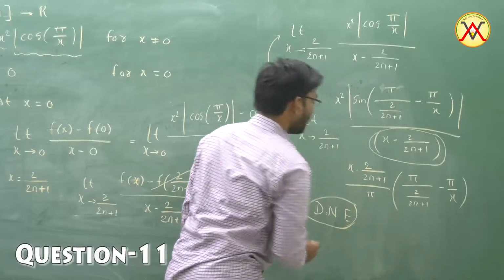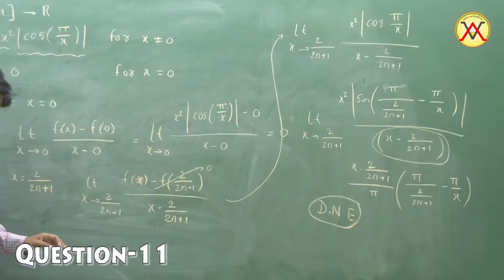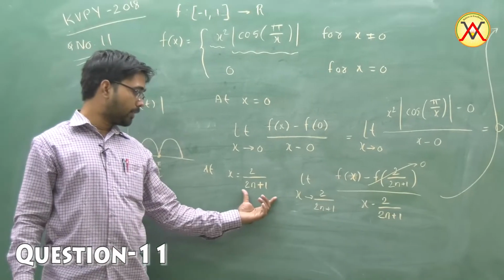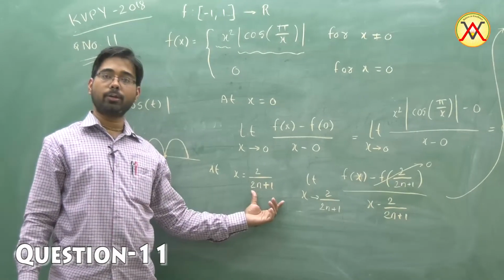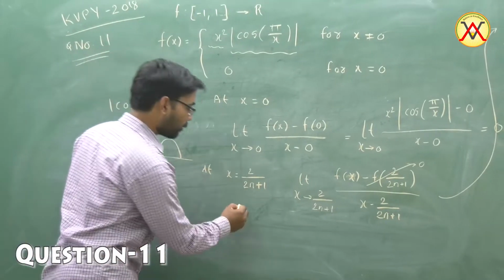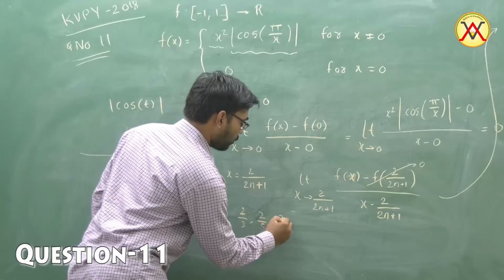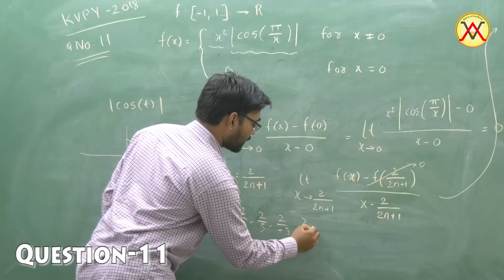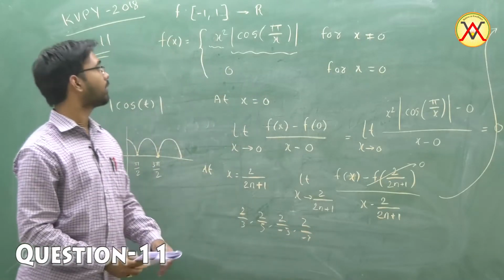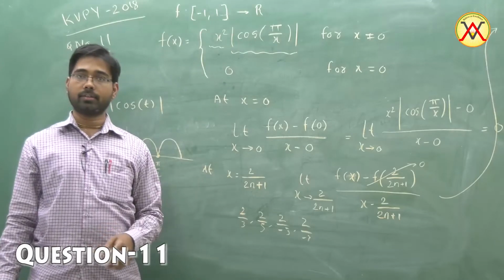The limit does not exist. That means the function is not differentiable at all these points, at all the points where x is 2 by 2n plus 1. Points like 2 by 3, 2 by 5, 2 by minus 3, 2 by minus 7 and so on, which come between minus 1 and 1. Okay, that's it.